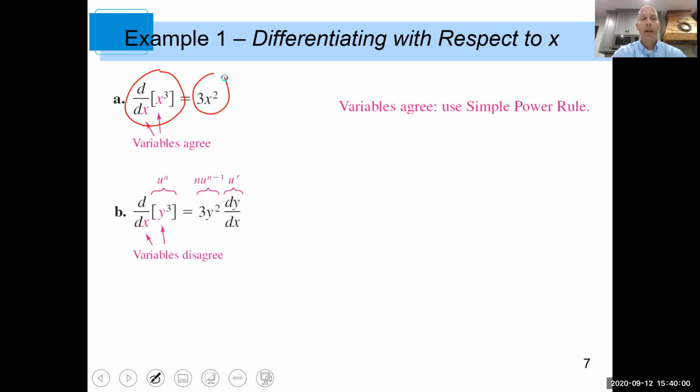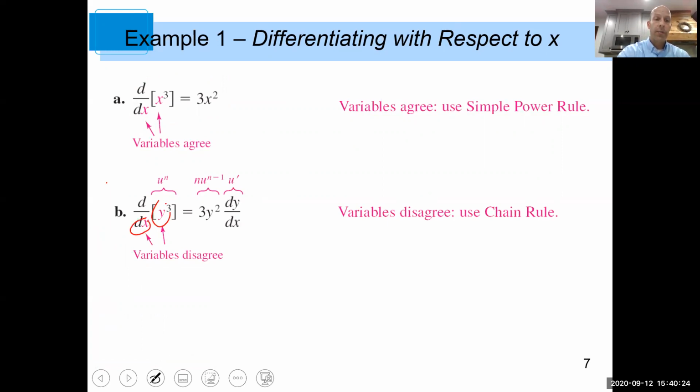However, if we look at example B here, it says d dx of y to the third. This is nearly the same equation as the one above, but now we've got a variable of y. We're still doing our derivative with respect to x, so here we have to use the chain rule. The variables don't agree. We're taking a derivative with respect to x, but the variable is in terms of y. So do the derivative like you would if it had been x, and so the y cubed would become 3y squared, but then you also have to write this u prime term, the derivative of y with respect to x.